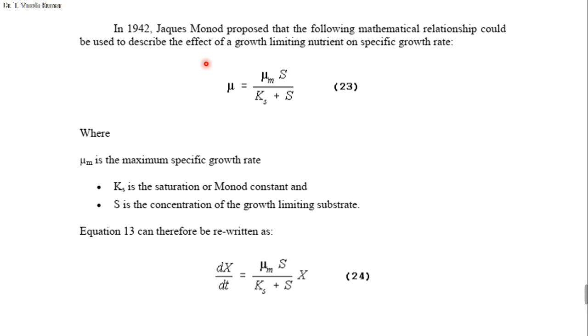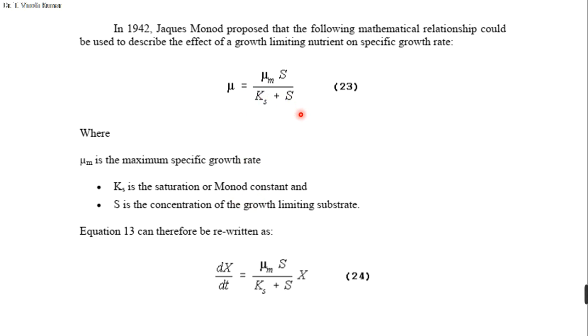So this mathematical relationship can be used to describe the effect of the growth limiting nutrient on the specific growth rate. That is, mu is the specific growth rate, which is equal to mu maximum into substrate concentration divided by Ks plus S, where Ks is the constant. Here it has to be noted that it is not the Michaelis constant but the Monod constant. The Michaelis constant is represented in enzyme kinetics, but in fermentation kinetics we mention the Monod constant. So Ks is the Monod constant, plus the substrate concentration S.